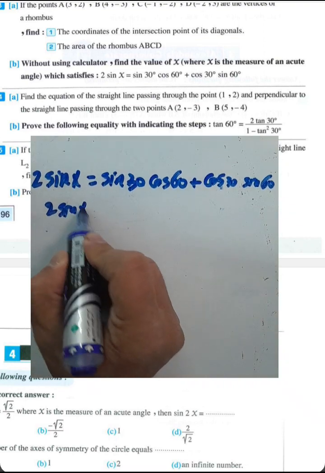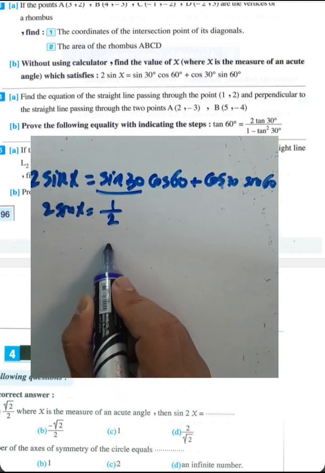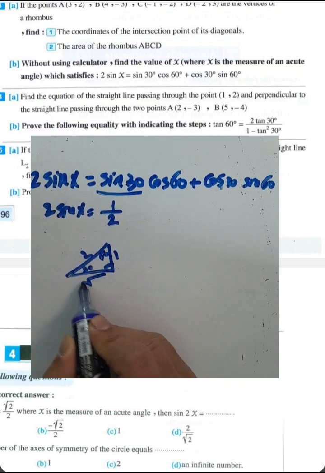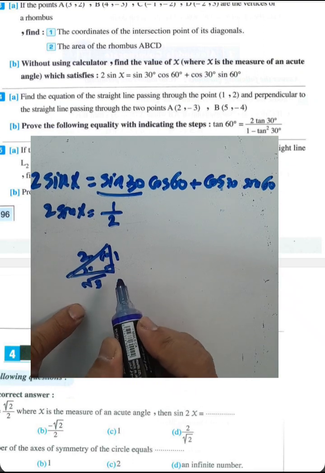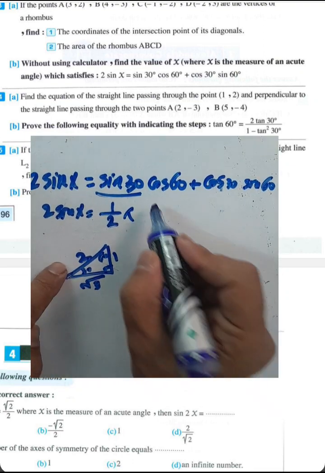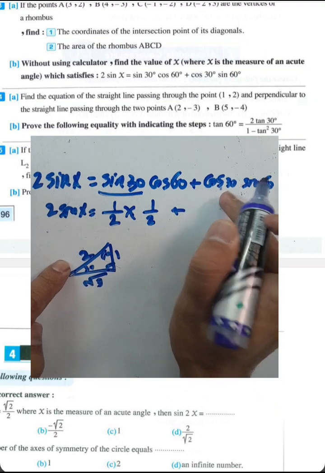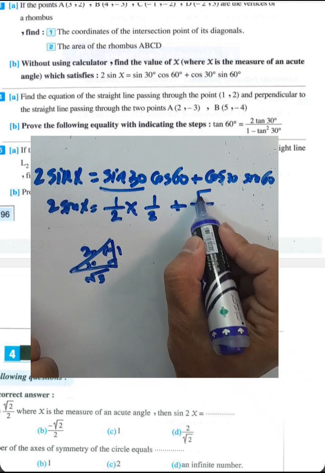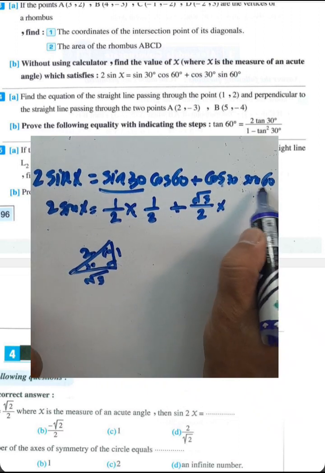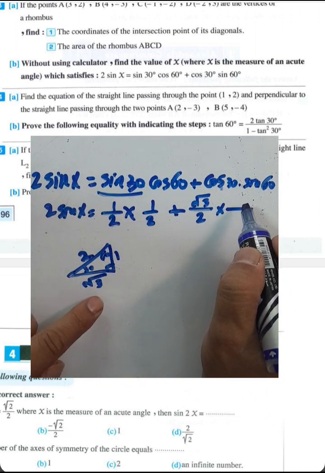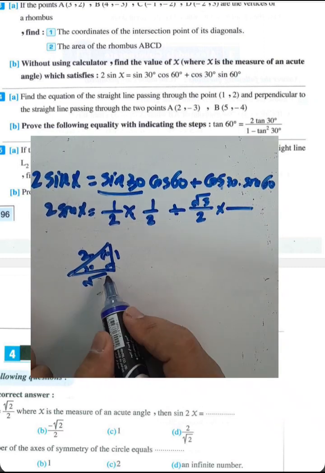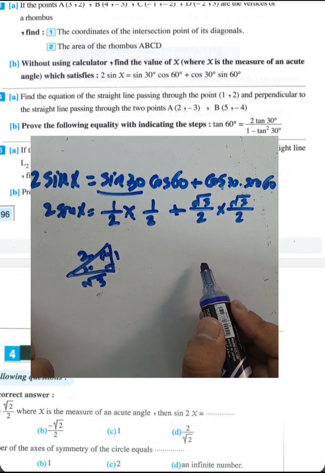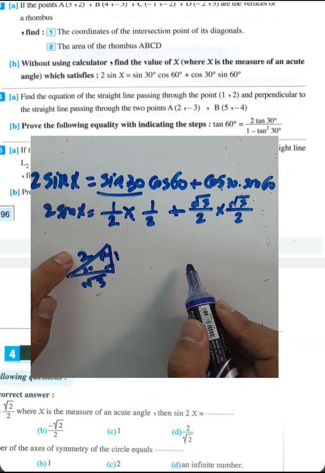2 sine x equals, sine 30 will be half. Look at this right angle triangle, 30 and 60, sides 1 and 2, and root 3 over 2, it will be cosine 30. And cosine 60 is 1 over 2. Cosine 30, the 30 here, adjacent over hypotenuse, root 3 over 2, and sine 60, root 3 over 2. Sine will be opposite over hypotenuse.